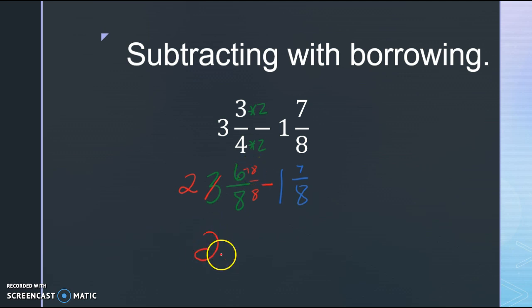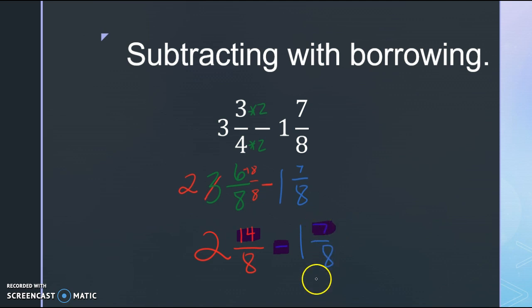Okay, so we have a whole number of 2. Then when we add 8/8 or 1 whole to our fraction, we get 14 over 8. The 6 plus 8 gives us 14, and we leave our 8 in the denominator the same. So we took 1 whole from that 3, turned it into a 2, and took that 1 whole and added it to our fraction. And then we bring down our other mixed number, minus 1 7/8. Now when we look at our fraction, 14 minus 7, we can do that.